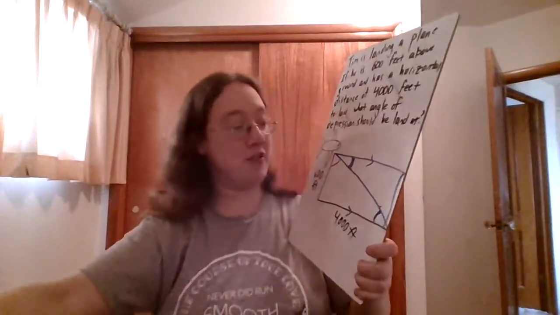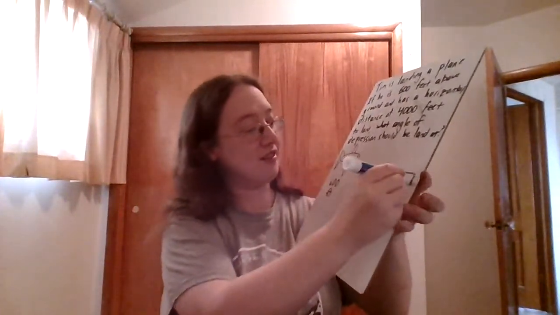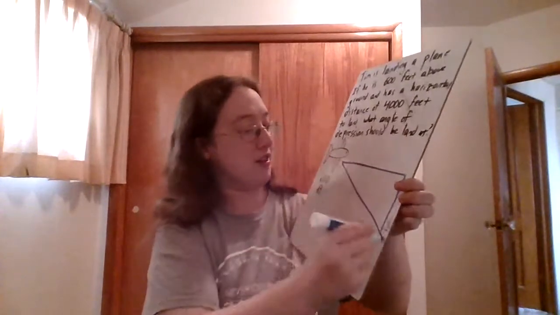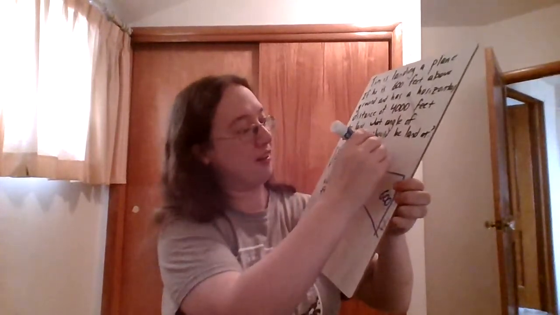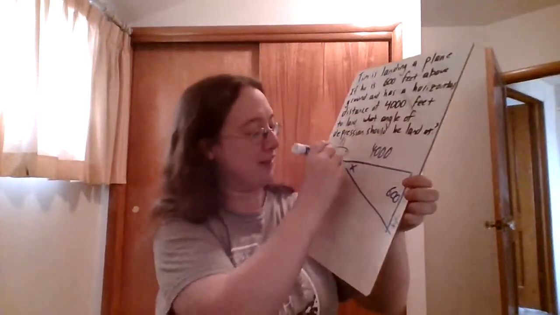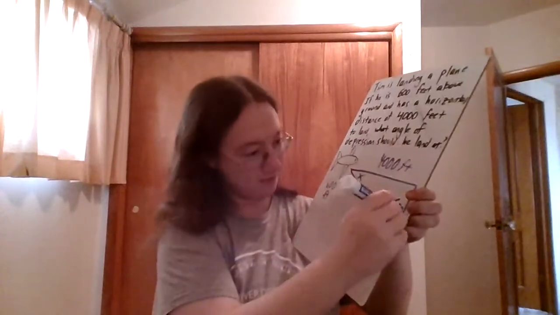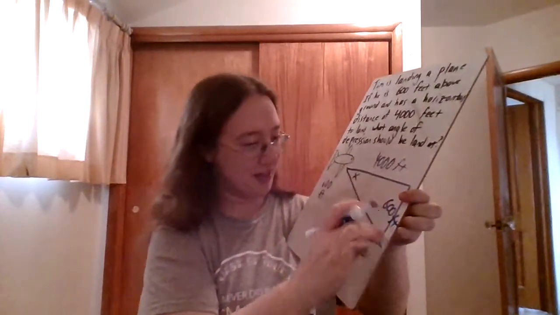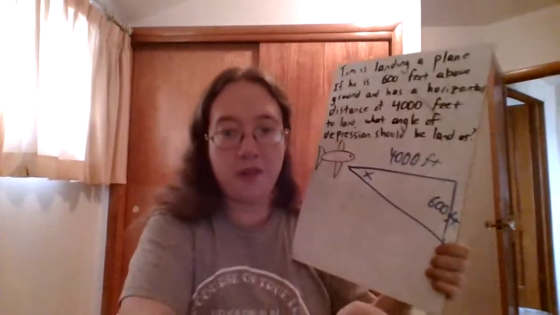So actually, I'm going to do that. I'm going to redraw this so that my triangle actually looks like this. So this is still 600, this is still 4,000, but now I'm looking for this instead of looking for this and finding that. Alright. So any of those will work. This is probably the simplest way to go about that.